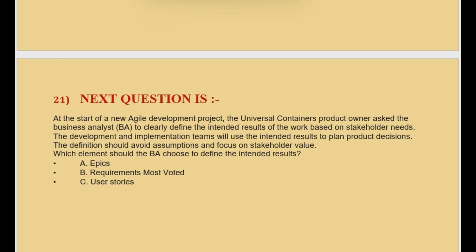Question is, at the start of a new agile development project at Universal Containers, the product owner asked the business analyst (BA) to clearly define the intended results of the work based on stakeholder needs. The development and implementation teams will use the intended results to plan product decisions. The definition should avoid assumptions and focus on stakeholder value. Which elements should the BA choose to define the intended results?